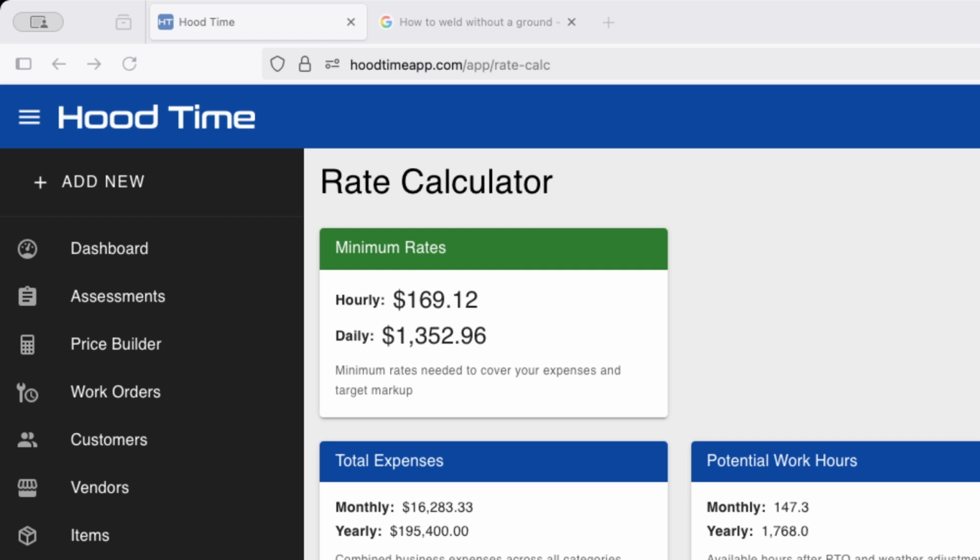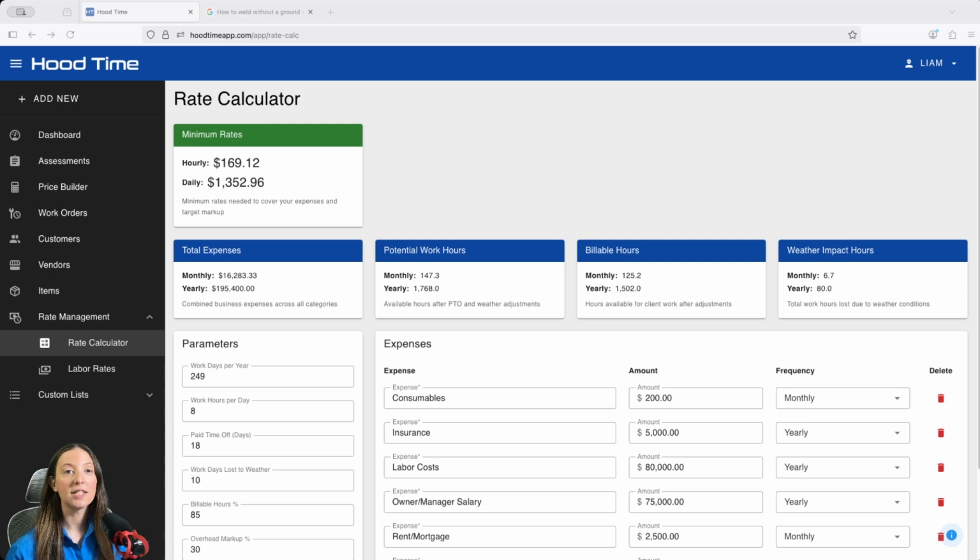So what exactly is a minimum rate? Simply put, it's what you need to charge to achieve your target financial goals. The math is straightforward. We take our total annual expenses, include our overhead markup, then divide by our billable hours for the year. To calculate this accurately, you need to know 4 key things: your business expenses, how much you want to pay yourself in salary, how much you want to mark up your overhead, and your realistic work capacity.